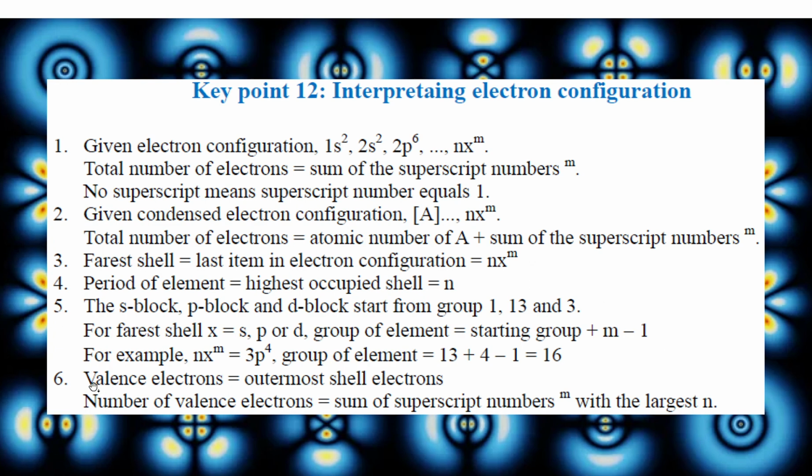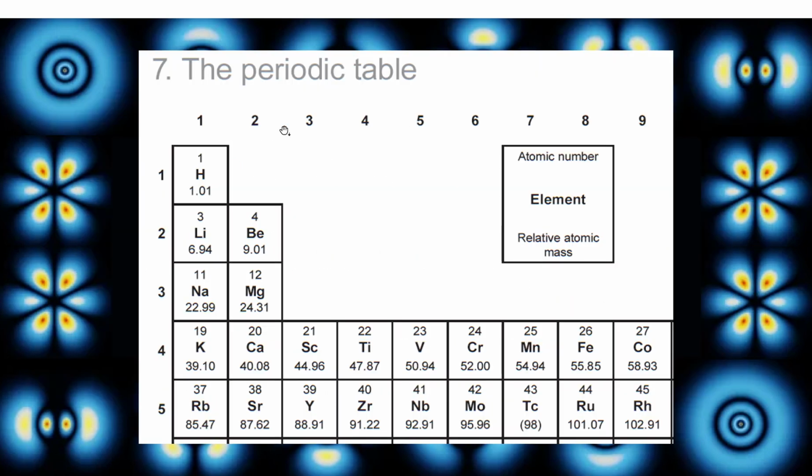And what's the valence shell? Valence shell is the outermost shell electron. And the number of valence electrons is the sum of the superscripts with the largest n. All the superscripts add together is the number of valence electrons. For example, periodic table, this is group 1, and this is period 1, 2, 3, 4, 5. And for all these, it is s1, s1, s1, the outermost shell electron. This is s2, s2, s2. Transition metals, they are d orbitals.